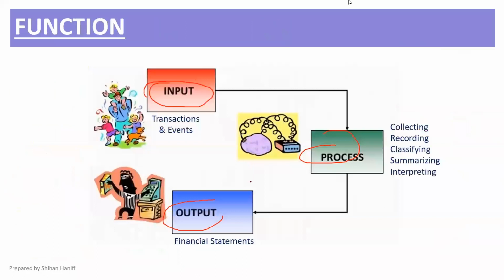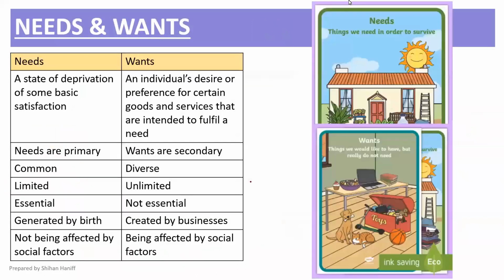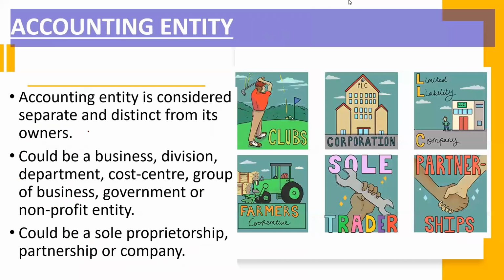Any organization which is separated from the owner is called an accounting entity. Let's see what the definition says: an accounting entity is considered separate and distinct from its owners. That's the basic in accounting. The owner and the business are considered as two different parts. We call it the accounting entity concept, or business entity concept. So that's the definition of accounting, right?